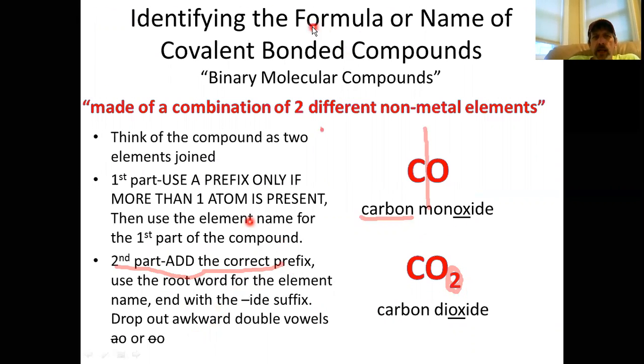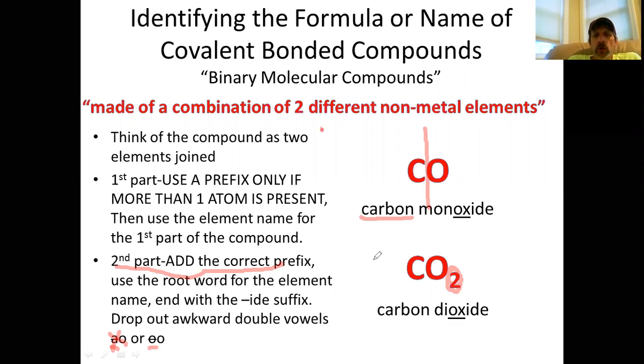Typically, sometimes there will be a double vowel sound that sounds very unnatural. So if we get double O, drop off that first O. It'll flow more naturally off the tongue then. So we won't say mono-oxide, we'll say monoxide. Likewise, if we had the A before the O, we'd drop off the A. Like if it were pentaoxide, we'd just say pentoxide.